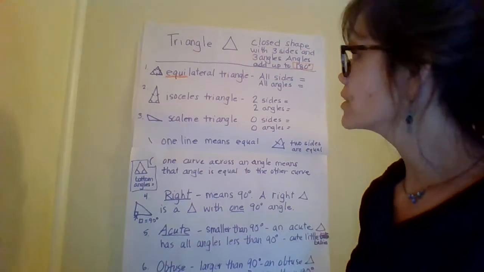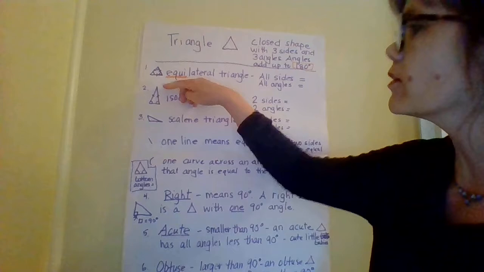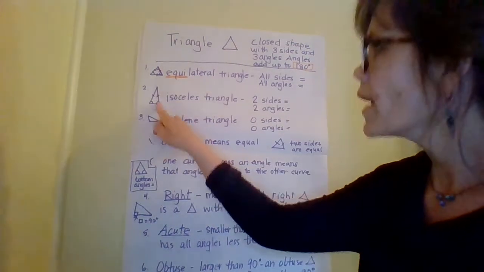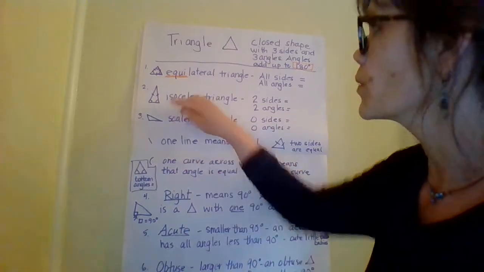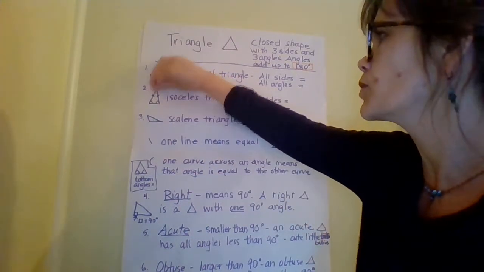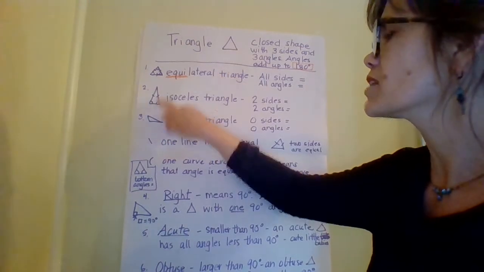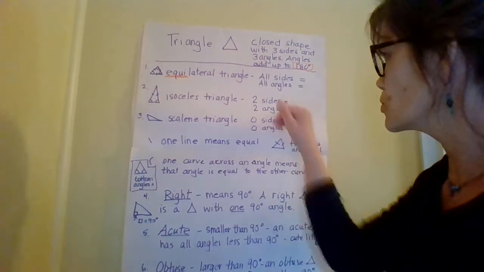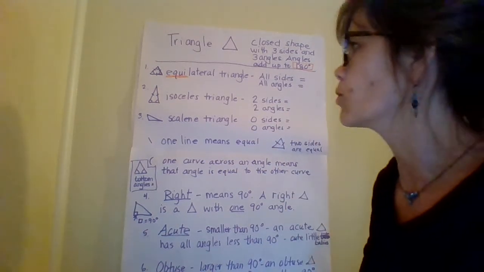Isosceles is our next kind of triangle. An isosceles triangle has two sides that are the same and two angles that are the same. So where the two equal sides meet, that angle is different, but the two angles where they meet the third side are the same. So two sides are equal, two angles are equal.